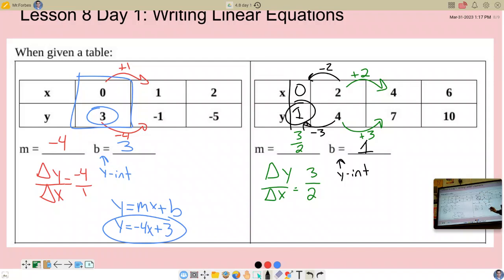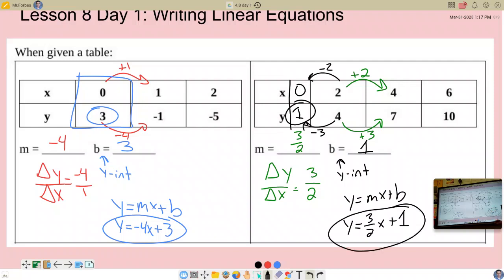So then my equation again is y equals mx plus b, and I just have to plug in what I have here. So y equals 3 over 2x plus 1, and that would be my answer. Any questions on that one? That would be like the more complicated table problem, where you have to work it back to get the y-intercept.